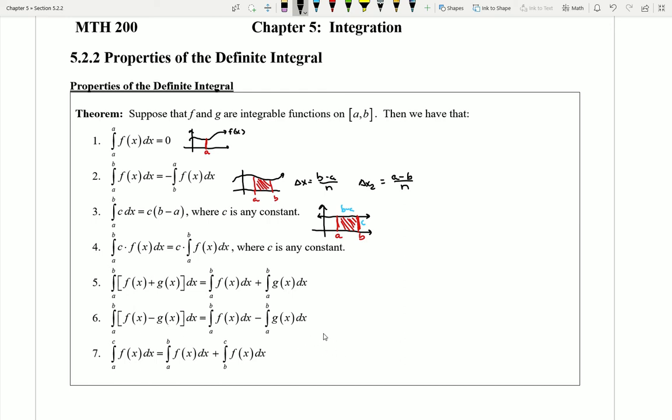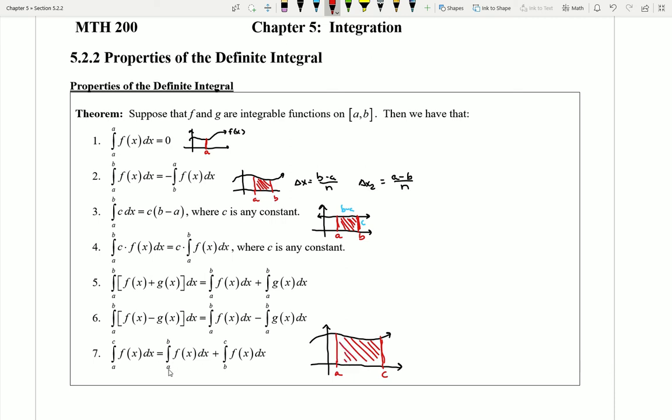Property number 7 is the last kind of interesting property to take a look at, and it works in the following way. It looks complicated at first, but notice that it's saying, let's suppose I'm trying to find the area under a curve going from point A over to point C. Well, notice that if I wanted to find this area here in the picture, it would look like this, right? I'm looking at this red space.